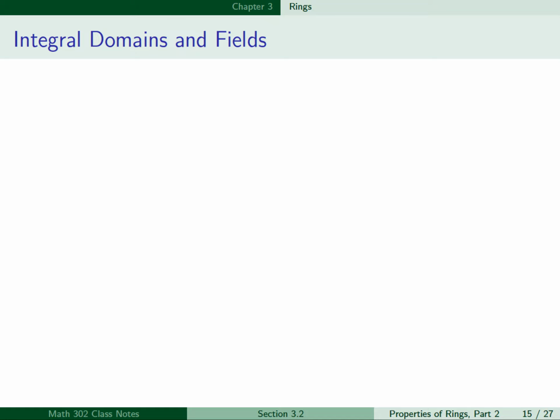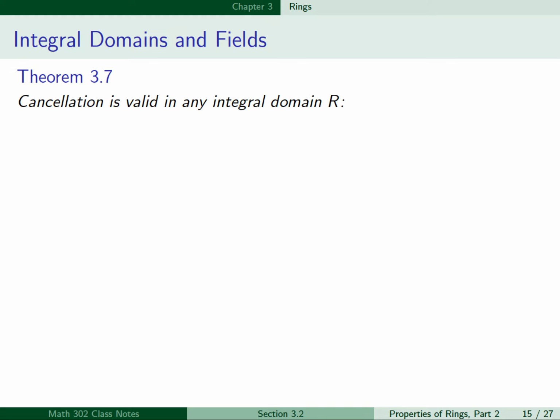Okay, next we want to consider some results exploring the connection between integral domains and fields. So we'll start with theorem 3.7, which is a cancellation law in integral domains. And so this is for a multiplicative cancellation property. So this says that cancellation is valid in any integral domain R.